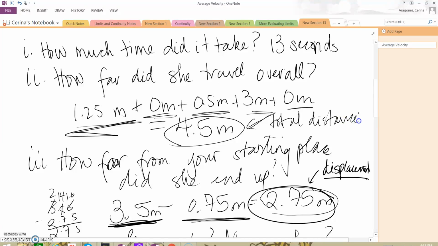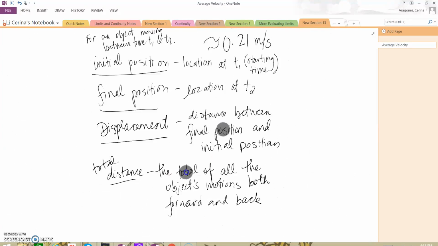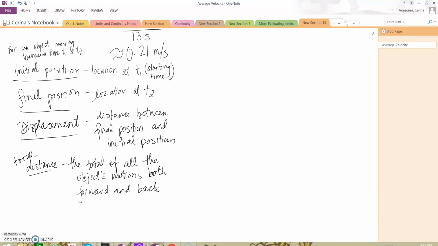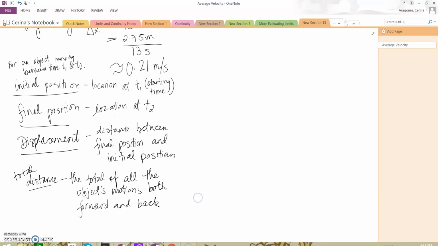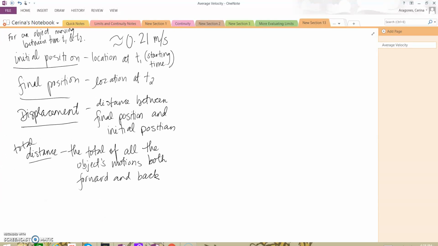So there's your difference between displacement and total distance. Displacement only cares about the beginning and the end, and then total distance cares about the whole graph, like all the distances that the object traveled. Okay? And so these are terms that are important. Make sure you know what they mean. And then we'll explore average velocity a little bit more in the next video.